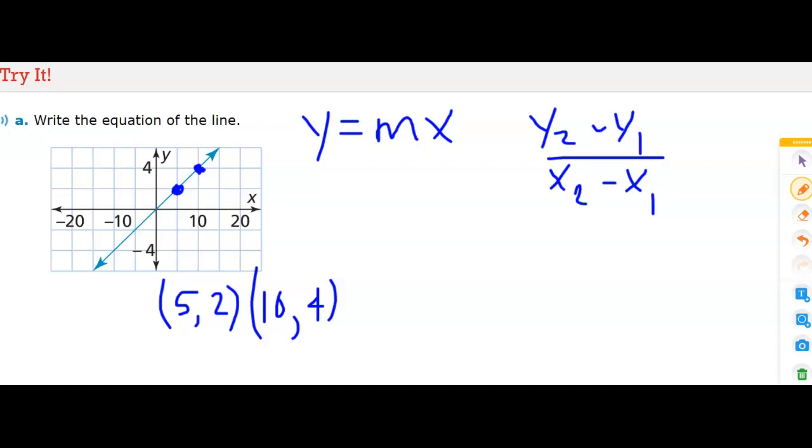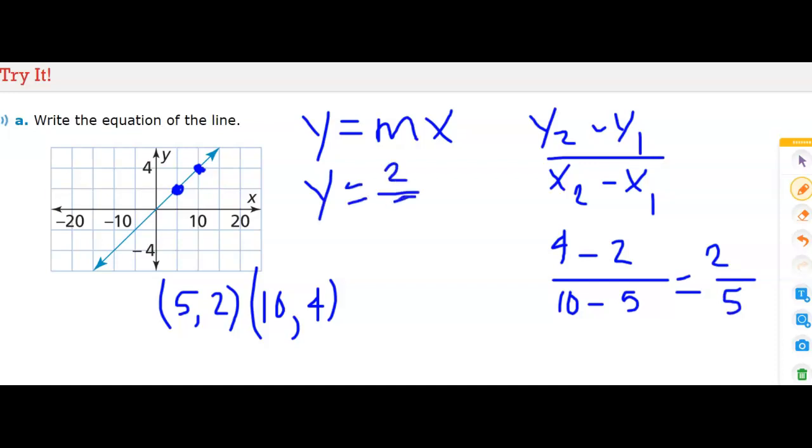So if you chose for yourself a different set of 2 points, you should still come out to the same slope. So my y2 is 4. My y1 is 2. My x2 is 10. My x1 is 5. So now I subtract, and then that equals 2 over 5. And so my equation would be y is equal to 2/5 x. So that is how you would find your equation of this line.